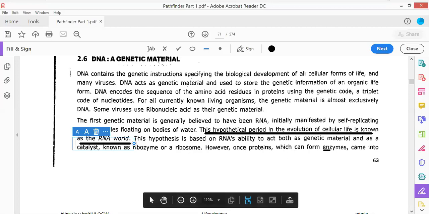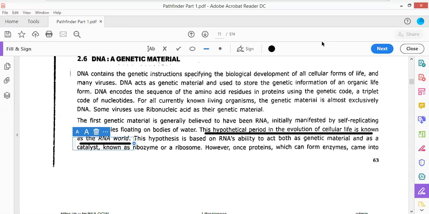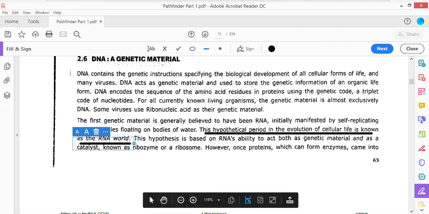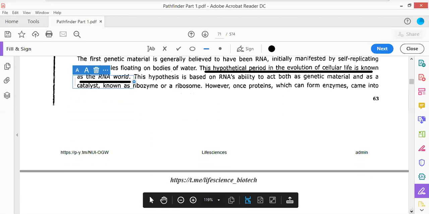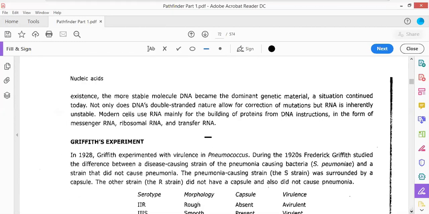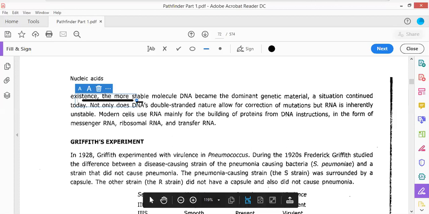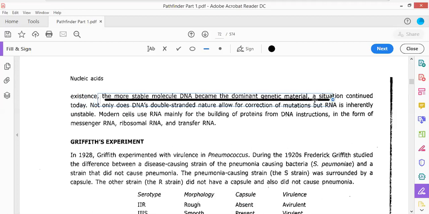However, once protein which can form enzyme came into action, then there was no need of such type of genetic material. So the need of this genetic material was finished. Then it was followed by the next genetic material, and that one was referred to as the DNA. As proteins were being formed, there was a need for a more stable genetic material to be developed, and the second genetic material which was developed was DNA. After RNA, the DNA molecule developed.